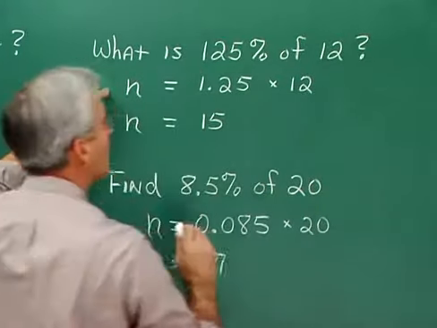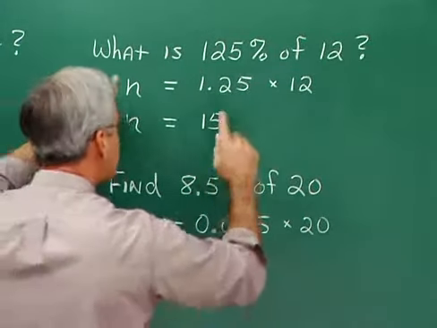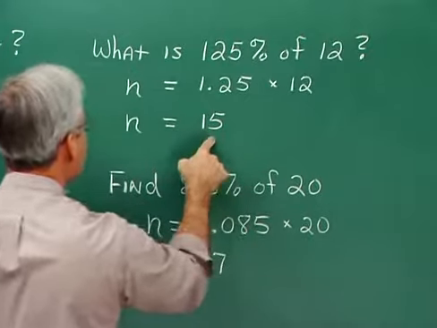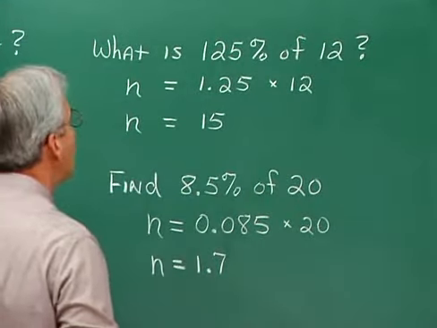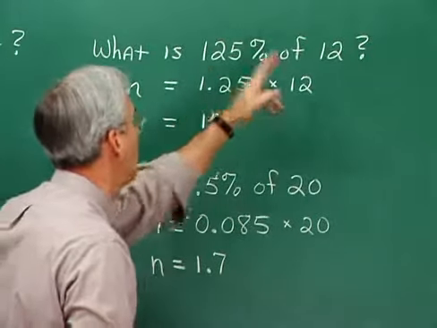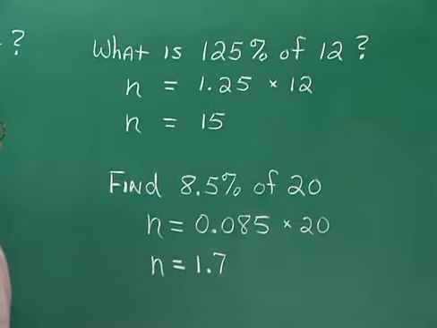So it's this kind of thing. And now we multiply here to get 15. We find n to be 15, and we are answering the question above, that 15 is 125% of 12. Take a look at this one.